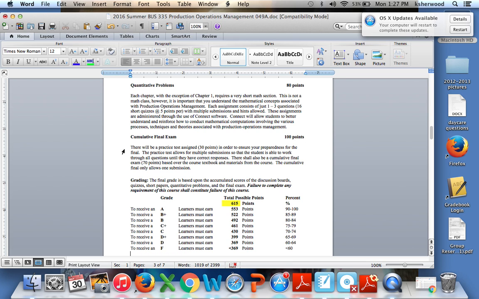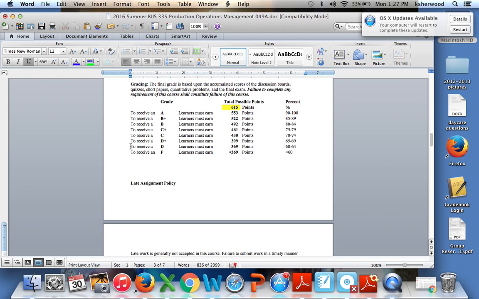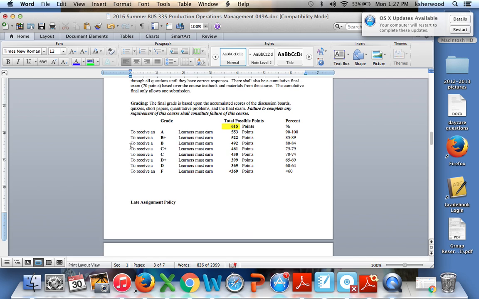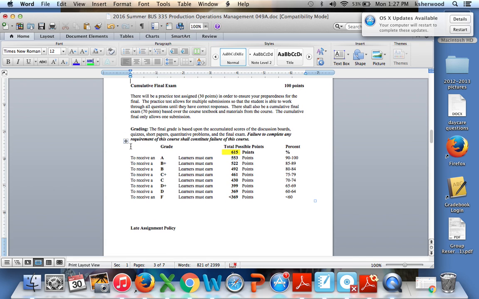And lastly, a cumulative final. The cumulative final is broken into two sections. There is a practice test that is 30 points and 30 questions, and there is the traditional final that is 70 points and 70 questions. The practice test you get unlimited submissions for. So you get to see all the questions and understand what's going to be expected of you and run through that test as many times as you want to prepare for the final.